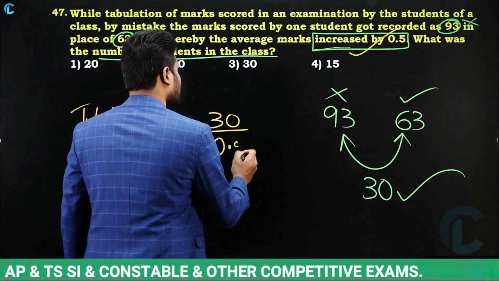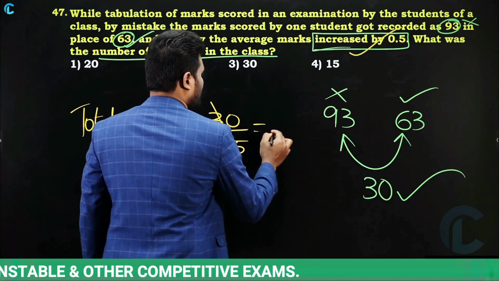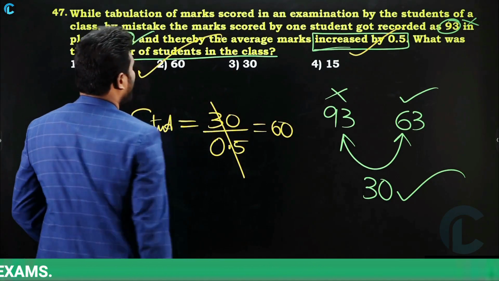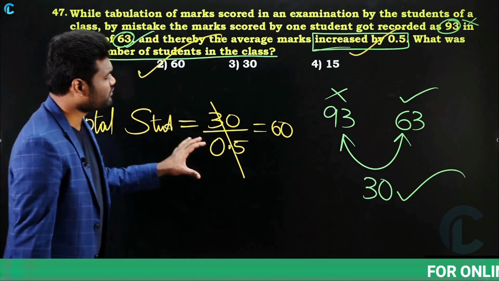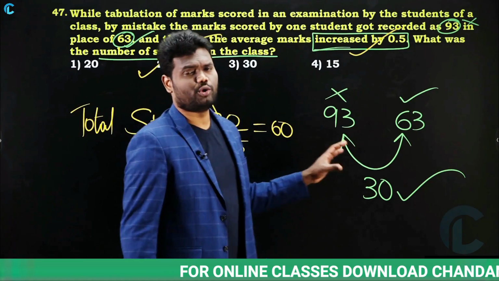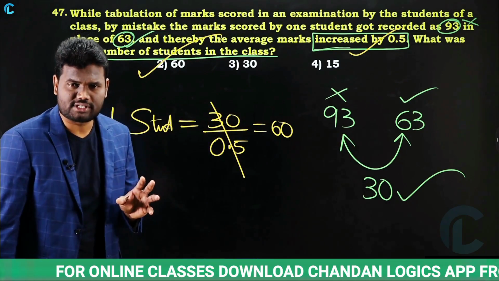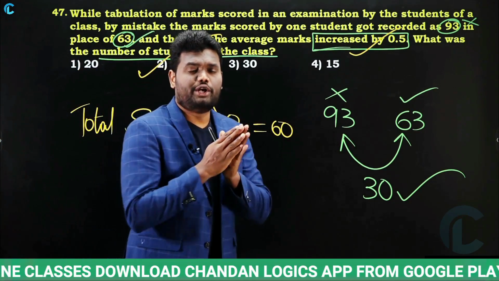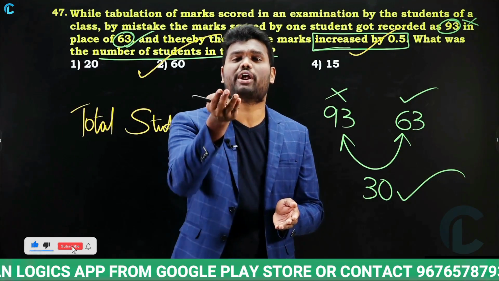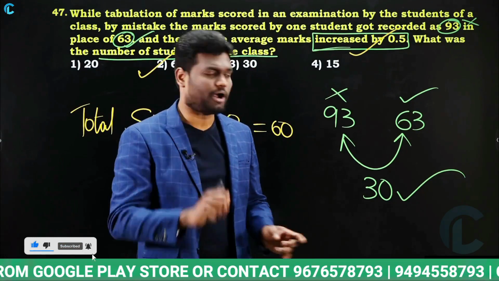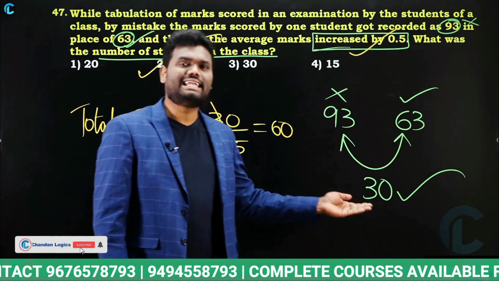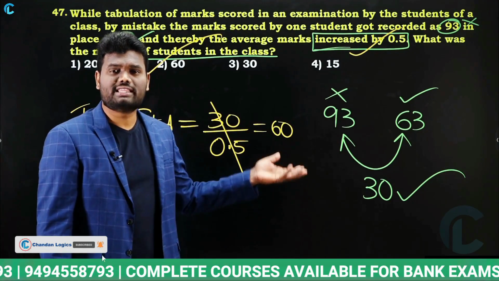So 30 by 0.5 is going to be 60. So we can say the number of students is a total of 60 students. Just a simple question. Just take the difference. After taking the difference, the question mentioned that due to this error value, the average is increased by 0.5. As the average is increased by 0.5 due to this 30 difference, the total number of students is 30 divided by 0.5, which is 60.